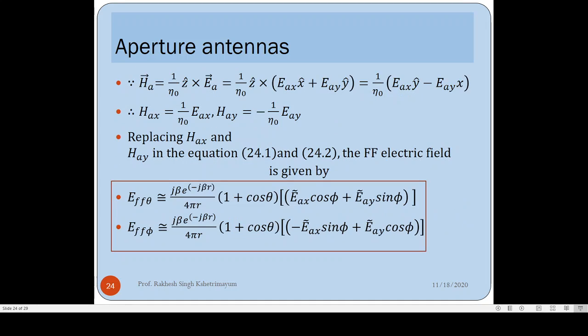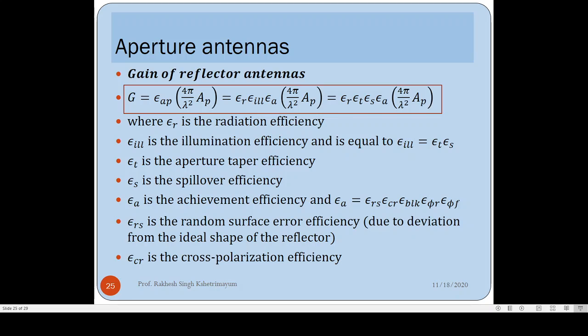So we have got the fields for the reflector antenna, and the next thing we need to find is the gain of the reflector antenna. The gain is the standard expression for the gain of an antenna: efficiency of the aperture times 4 pi by lambda square times the area of the aperture. Lambda is the operating wavelength.